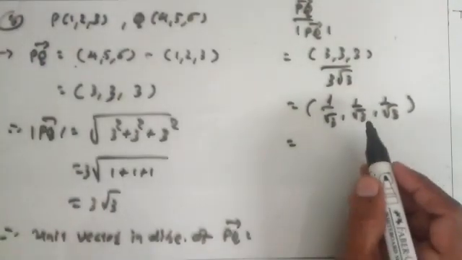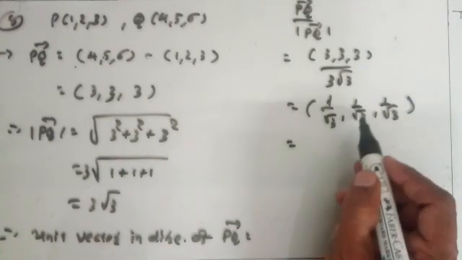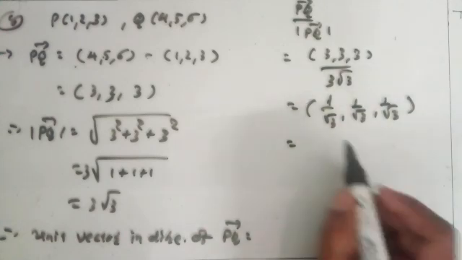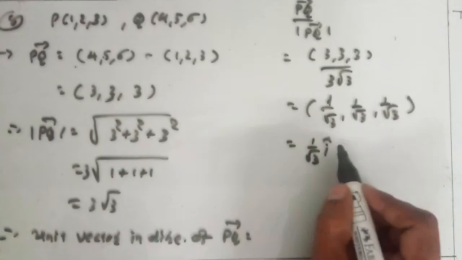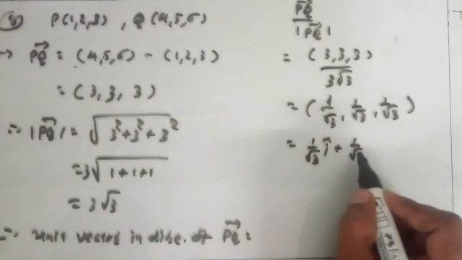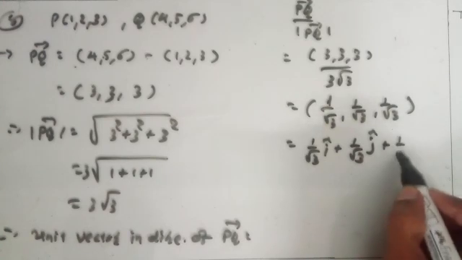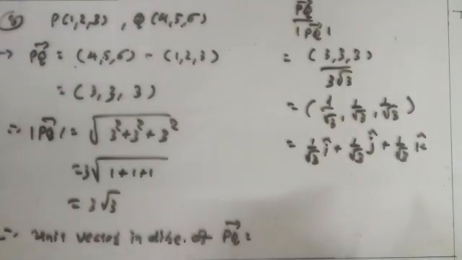In linear combination form, (1 upon root 3, 1 upon root 3, 1 upon root 3) in terms of i, j, k is equal to 1 upon root 3 i plus 1 upon root 3 j plus 1 upon root 3 k. This becomes the unit vector in the direction of the given vector PQ. Now question number 9.